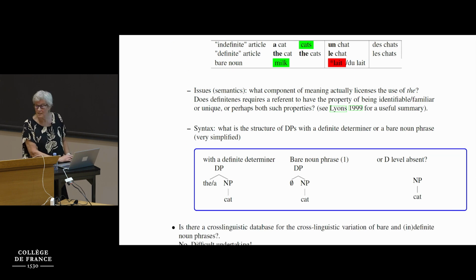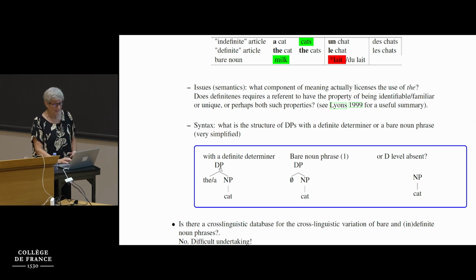As far as the syntax is concerned, there's a question about what the structures are of noun phrases that we will call DP for determiner phrases, whether they actually have a special structure when you have the definite determiner, whether the structure of the cat is something like this here, very, very simplified, because the structure is much more complex.